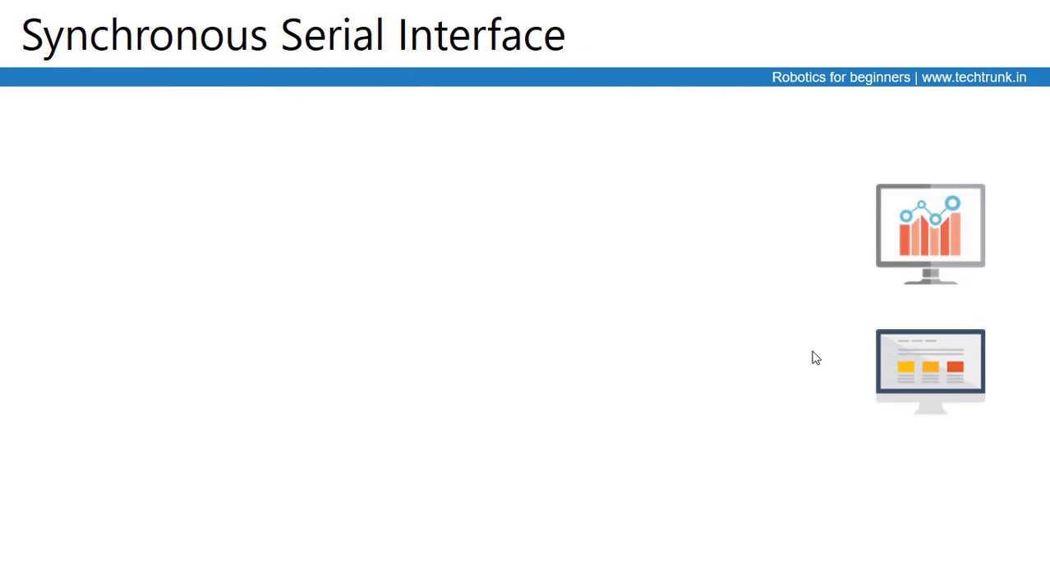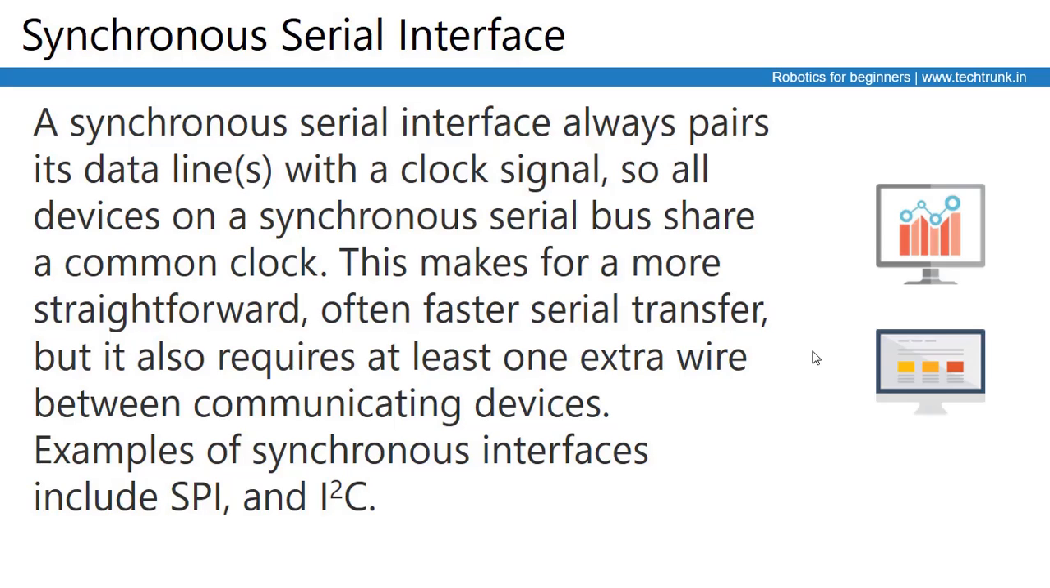Again, in serial communication, there are two types of communication interfaces. One of them is the synchronous serial interface. A synchronous serial interface always pairs its data line with a clock signal, so all the devices on a synchronous serial bus share a common clock. Or you can say, all the devices on a serial bus communicating with each other are communicating on a common clock signal. This makes for a more straightforward, often faster serial transfer, but it also requires at least one extra wire between the communicating devices.